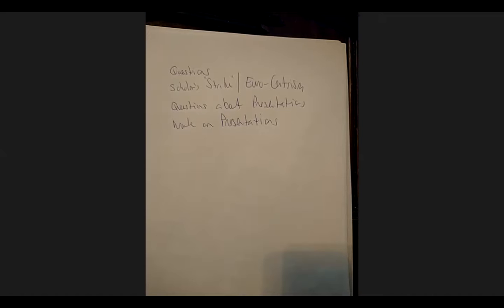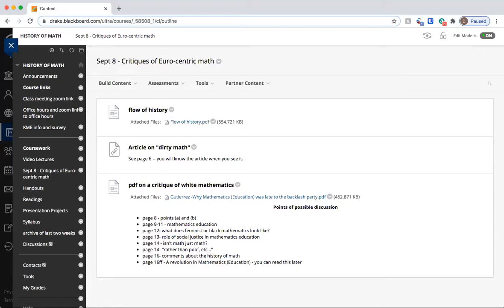And then I posted some readings, and I'm going to make groups, and you can look at these readings. There's two readings here. I'm going to go to September 8th, Critiques of Eurocentric Math. That's what I called it. And I'm going to share the screen so you can see what I'm doing. And you should see the Blackboard site. If you don't, just let me know.